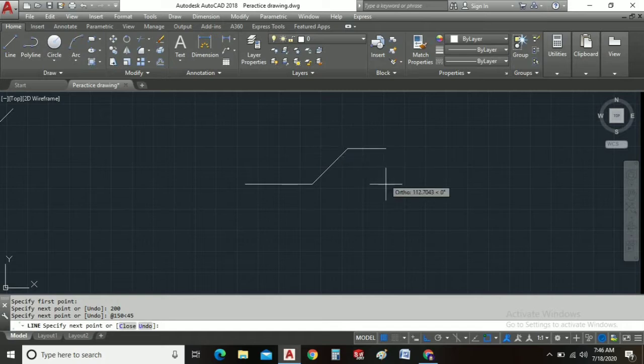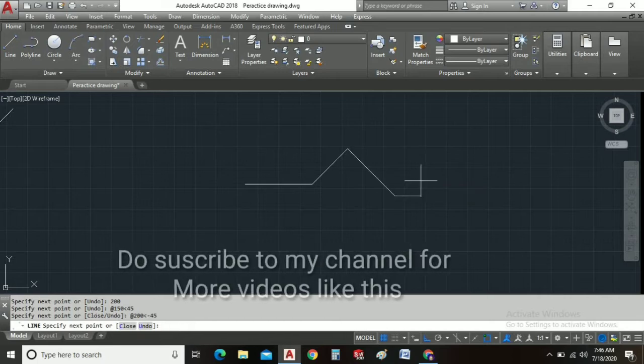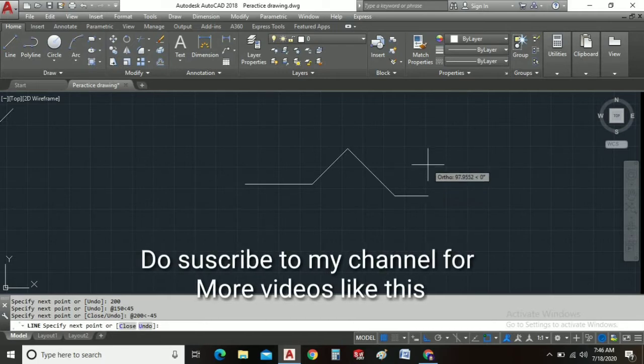Now if I want to draw a line in this direction, at an angle of minus 45 degrees, what I have to do is give the length here, 200, and now I enter the angle symbol and minus 45 degrees. So this is quite simple. This is very simple.